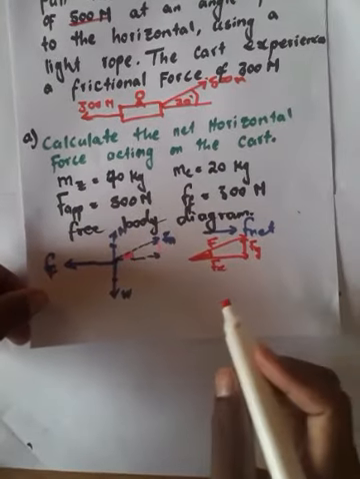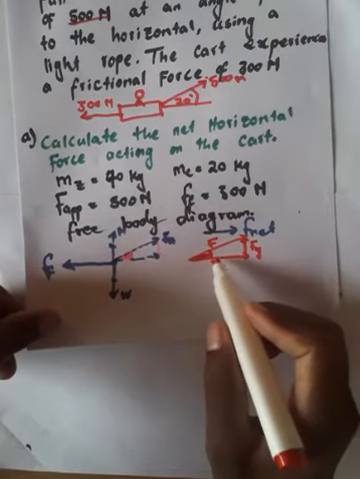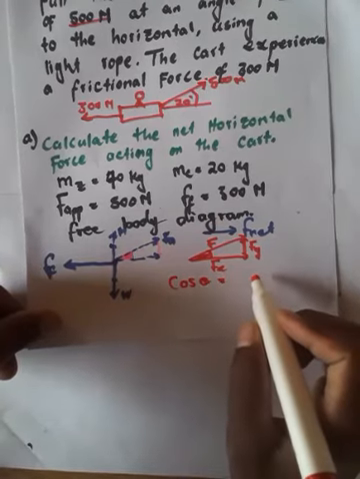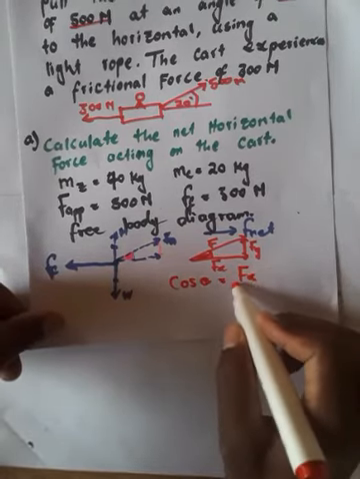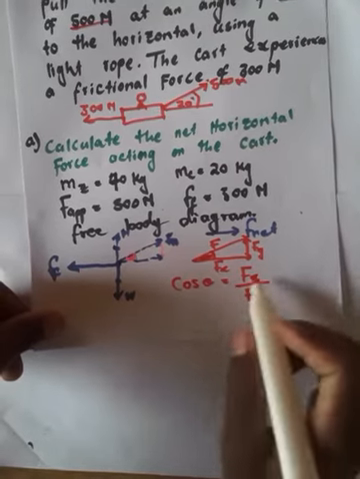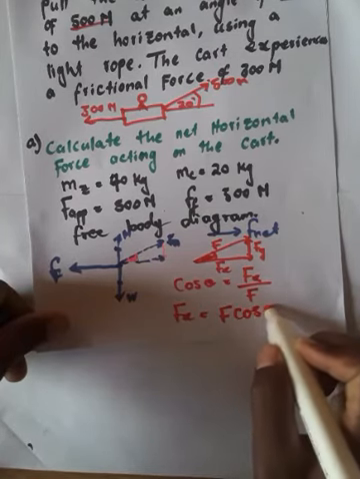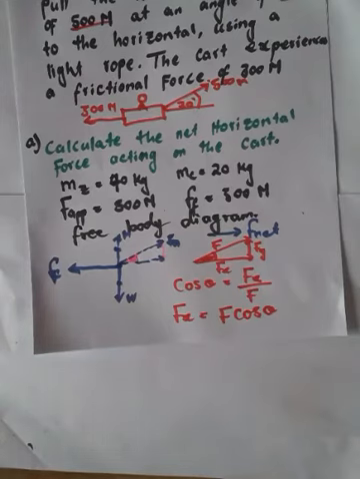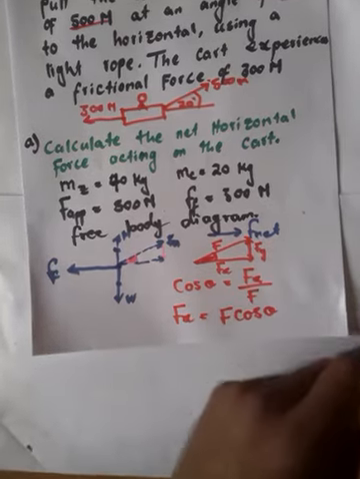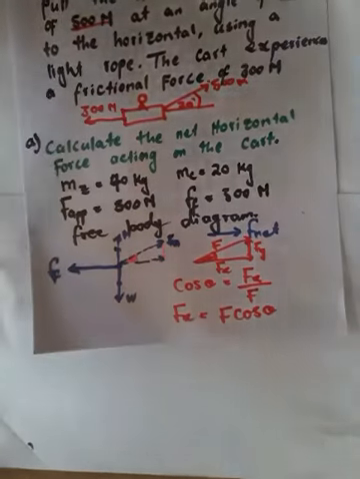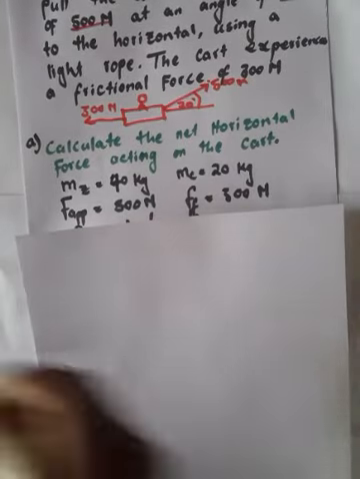So you can see that we can use cos, because this side is adjacent. Cos of theta equals the adjacent side, which is Fx, over the hypotenuse, which is F. So Fx is F cos of theta. That F is the one that we are given, and theta is the 20 degrees that we are given. So we're just going to complete it here.